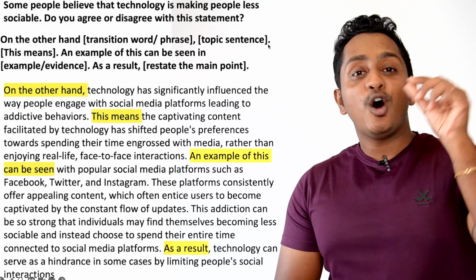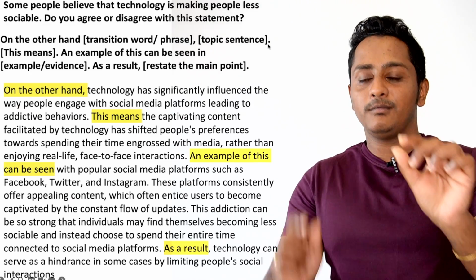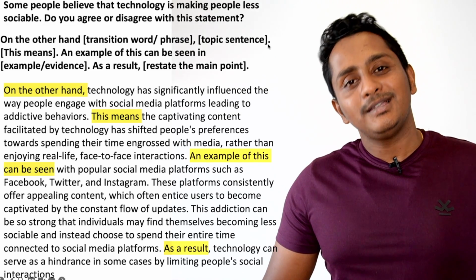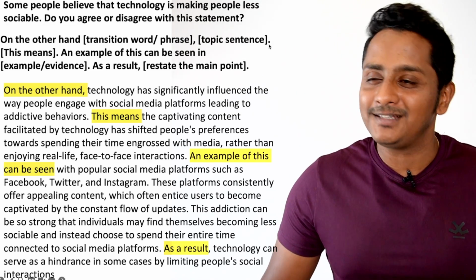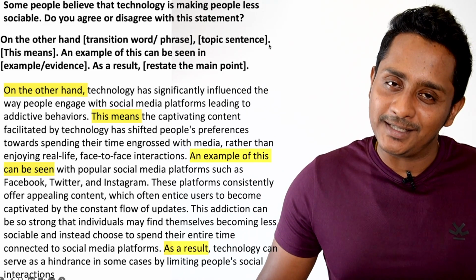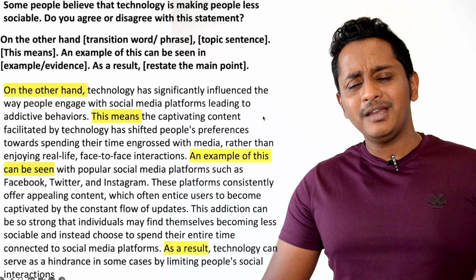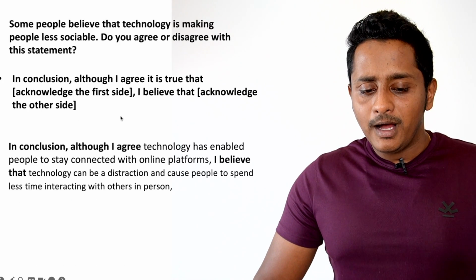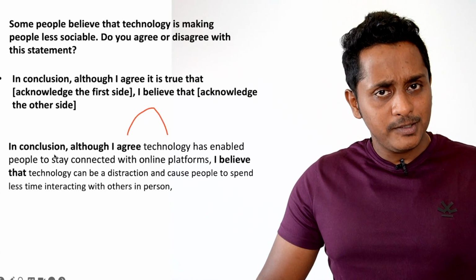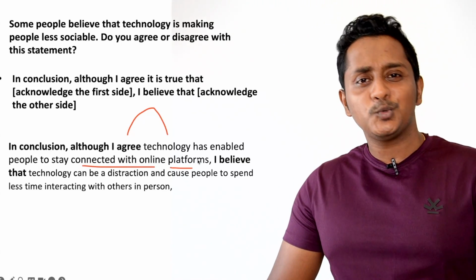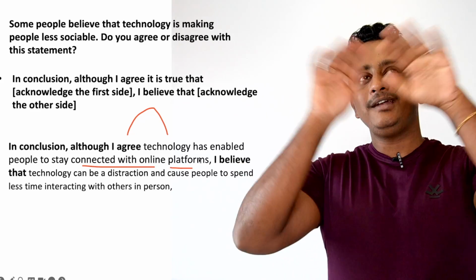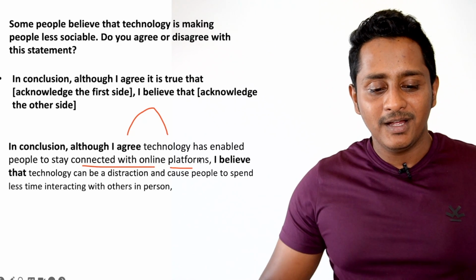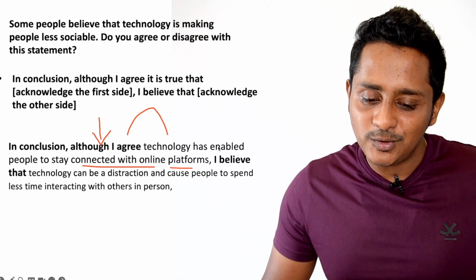In conclusion, although I believe that technology is making people less sociable, I in some cases think that it's actually helping people to connect further. Therefore, I partially agree with this statement. Finished, done and dusted. In conclusion, although, I need that word, I agree, technology has enabled people to stay connected with online platforms. This is what we wrote in the second paragraph. The entire 7 sentences, we converged and wrote a summary of it in 1 line. Although is a subordinate clause, so a comma will come.